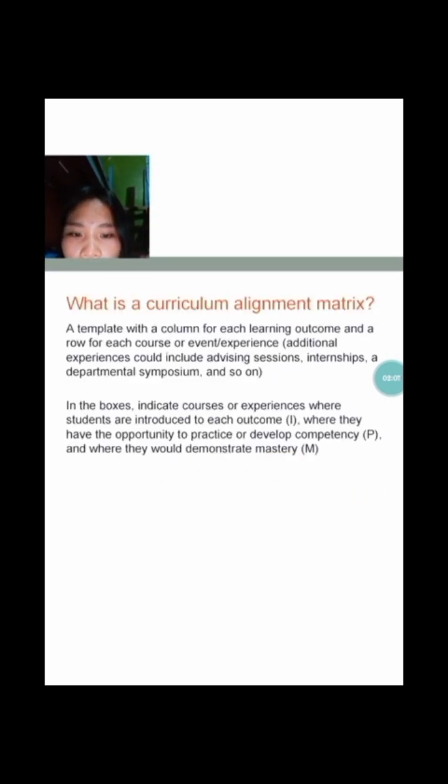Next, what is a curriculum alignment matrix? A template with a column for the learning outcome and a row for each course or event or experience. Additional experience can include advising session, internship, a department symposium, and so on. In the boxes, indicate courses or experience where students are introduced to each outcome, where they have the opportunity to practice or develop, P, and reinforce, and where they will demonstrate mastery, M or IPM.